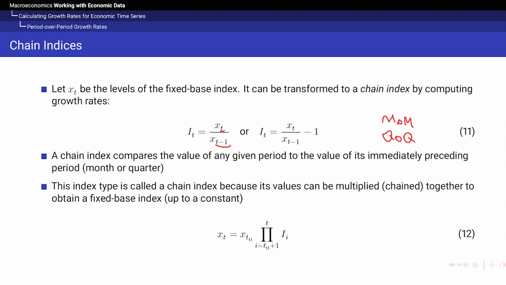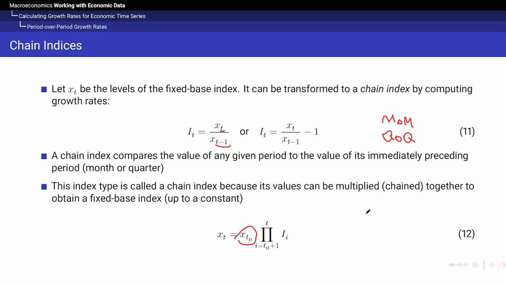If we multiply or chain such growth rates together, we will be able to restore the original fixed base index up to a normalizing constant, so the value of the first period might get lost. However, this is not of significant importance.